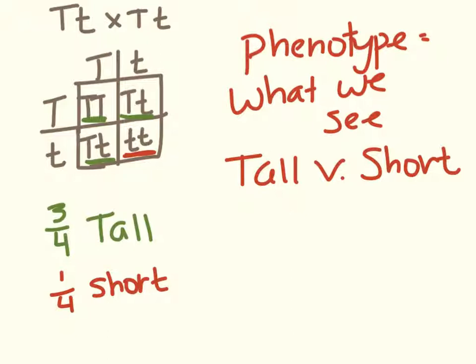Now these are the probabilities for this particular parent cross. If these parents were crossed together, we would expect an outcome of approximately 3/4 or 75% of the offspring to be tall, and 1/4 or 25% of the offspring to be short.